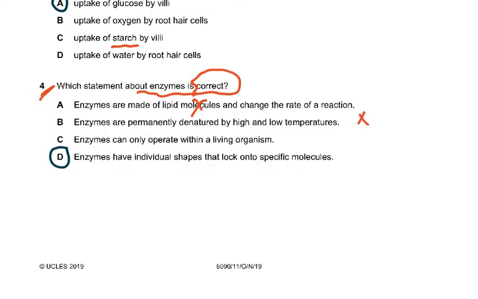Enzymes can only operate within a living organism. So that doesn't make sense also. Now the only answer to that was enzymes have individual shapes that lock onto specific molecules. So the answer to question 4 was D. And what we need to understand is, why is that wrong? We can do enzyme tests even outside. We can do it in the lab, enzyme tests.